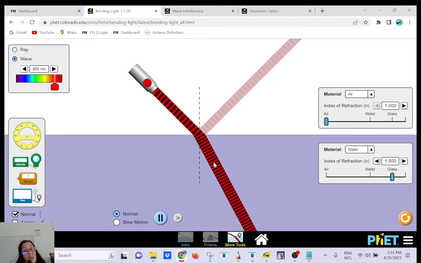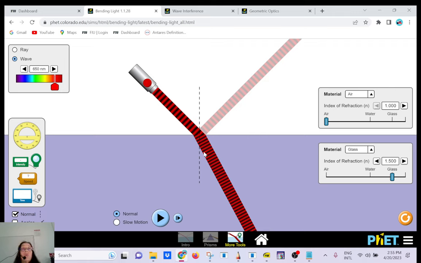So the color does not change. If you see that sign over there, it's red, coming toward us, it goes through the glass of the window, it's still red. So the frequency does not change. But when the light goes through the window's glass, the wavelength will go down. So you see how you have a smaller wavelength? The distance between two crests here is the wavelength.